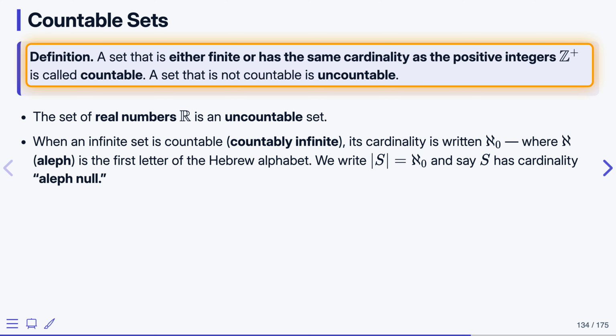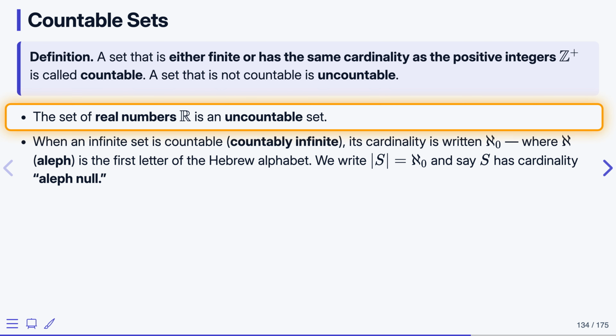A set is called countable if it is either finite, or it has the same cardinality as the positive integers. In plain words, a countable set is one whose elements you could line up in a list and count off, even if the list never ends. A set that is not countable is called uncountable. A key example, the set of real numbers, all the numbers on the number line, is uncountable. It is simply too big to list.